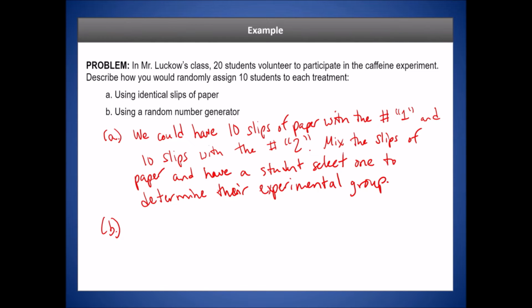Okay, it's important that the slips of paper have to be identical. So there can't be one that's pink and one that's white or yellow, because then you can kind of tell which one has what group, right? Because you can identify them.